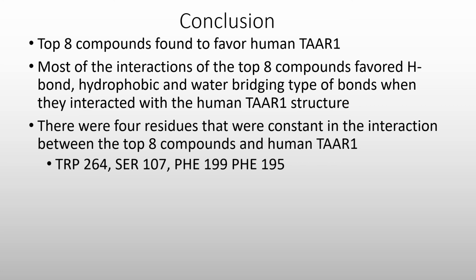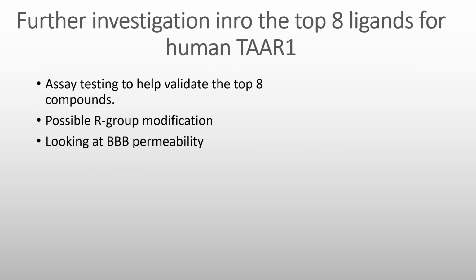And the 4 residues that are constant between the top 8 are tryptophan 264, serine 107, phenylalanine 199, and 195. Further investigation for this is assays to help validate the top 8 compounds, possible R group modification, and looking at blood-brain barrier permeability to see which one's better.